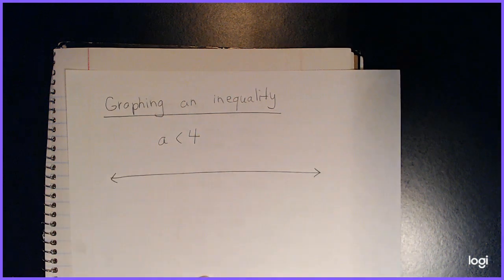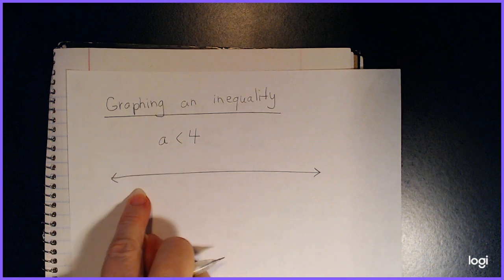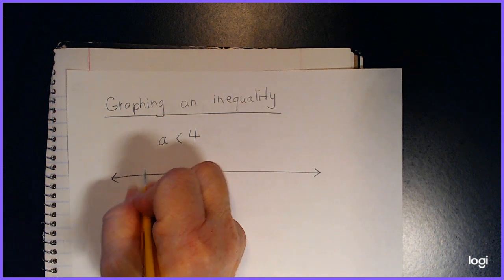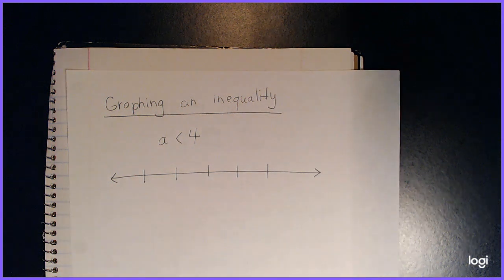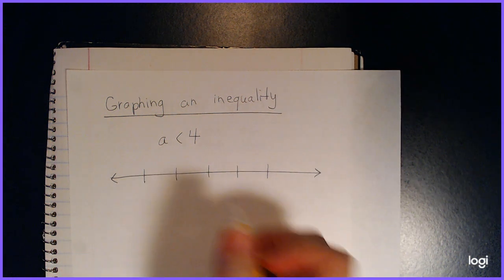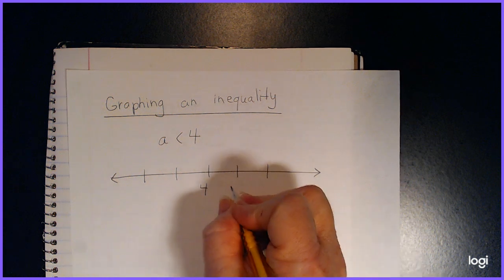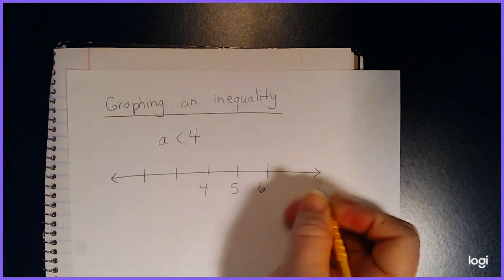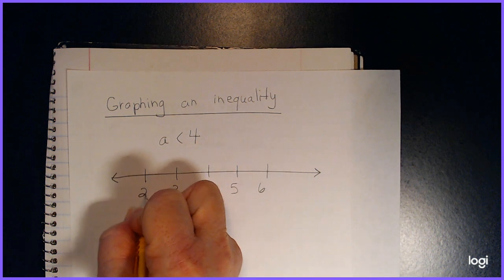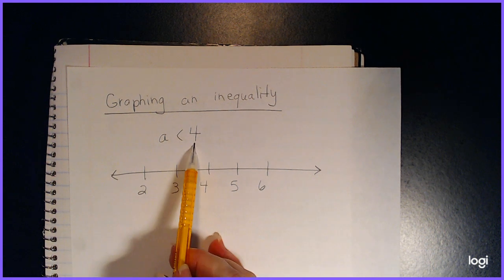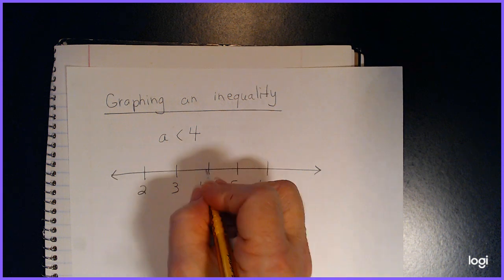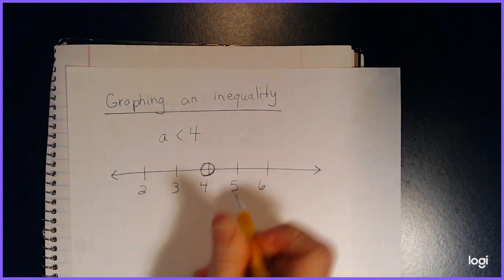So I'm going to have you go ahead and let's go ahead. And I like to put at least 5 tick marks on my number line. 1, 2, 3, 4, 5. I'm going to put the 4 in the middle. So this would be 5 and 6, 3 and 2. In order to graph this inequality, I find the number that's listed here. It's the number 4. I put a circle here first so I know where I'm at.